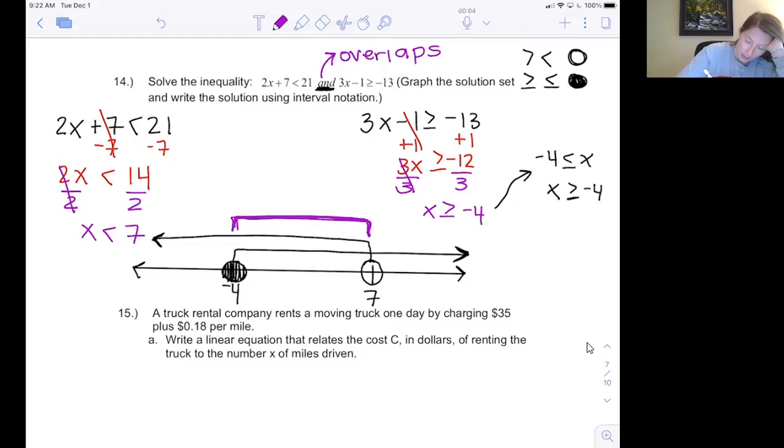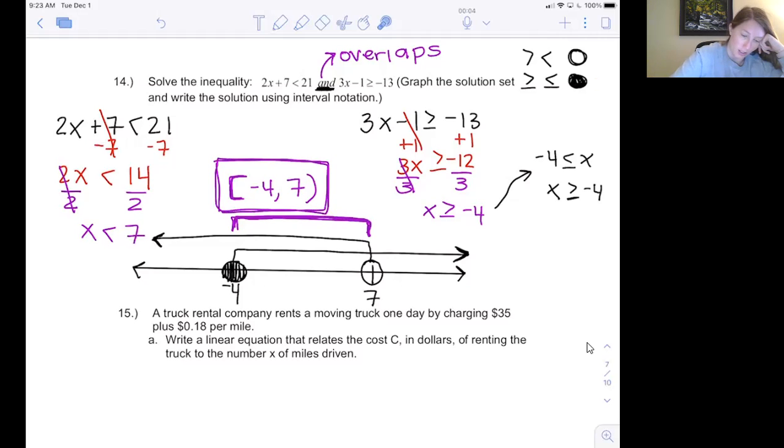So to write it in interval notation, remember I start at the left and go to the right. So I have negative 4 and it's in a bracket because it's a closed circle. And I go all the way up to 7 and it's going to be a parenthesis because it's an open circle. That's my interval notation. Okay. So up here, you can just add, if it's an open circle, parentheses, closed circle, bracket. Okay, so that's how you do that problem.